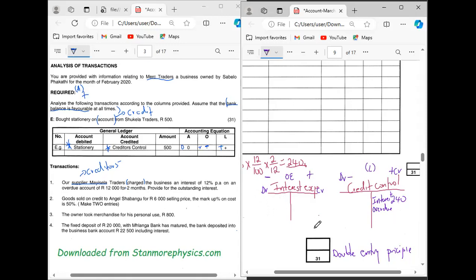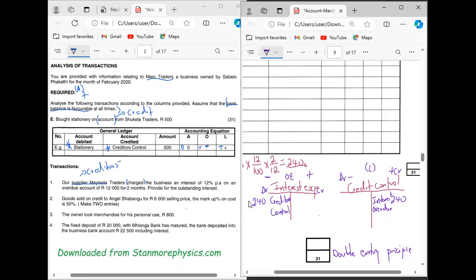So in reality, automatically it's going to affect our owner's equity in a negative manner because now money has to come out of the business. But if you can't understand individual accounts, you can use the double entry principle. If you can master one account, then the following account becomes simpler for you. So one account is credited and another account must be debited. And then we record 240. This interest was for creditors control.